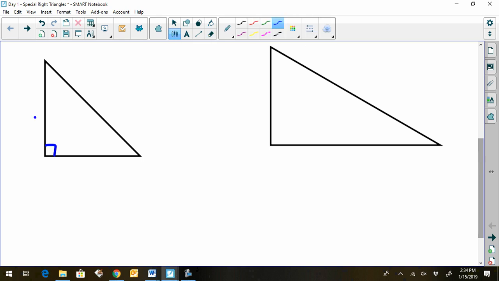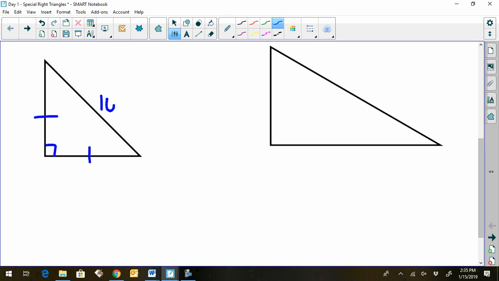So on the left, you'll label each of the sides. If we know it's an isosceles, we know that the angles have to be 45. So let's say that our hypotenuse is a number. We're going to choose 10.